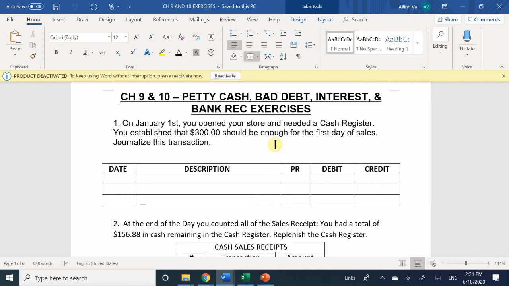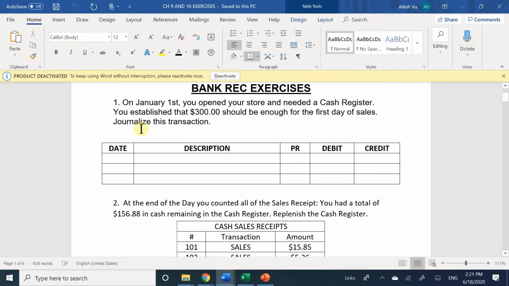How do you put money in this register? How do you record this transaction? Check, checking account. So checking is one of them. So let's go ahead and do the date. So 1st of January.